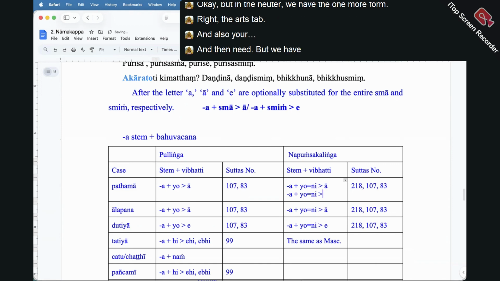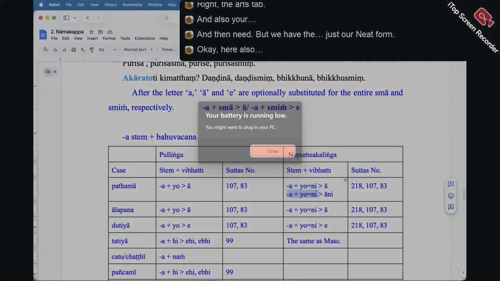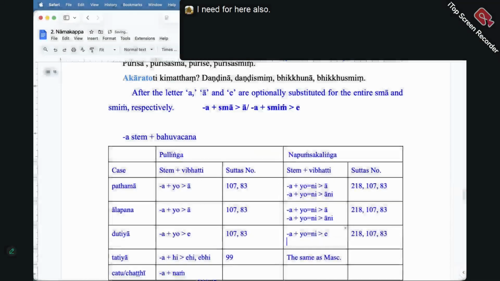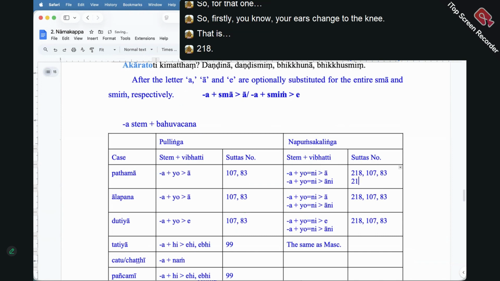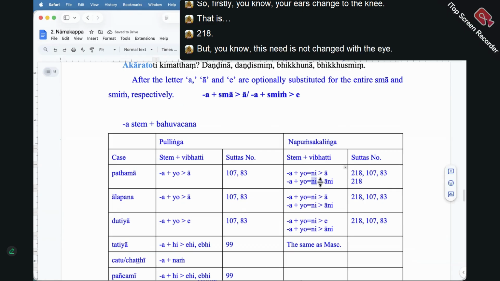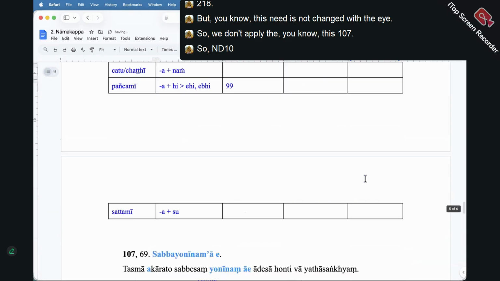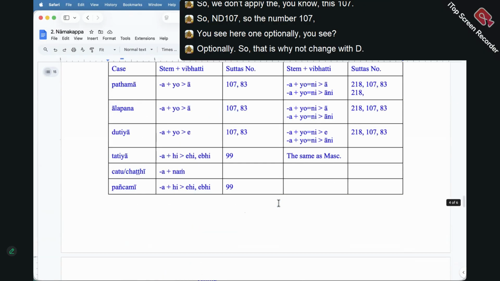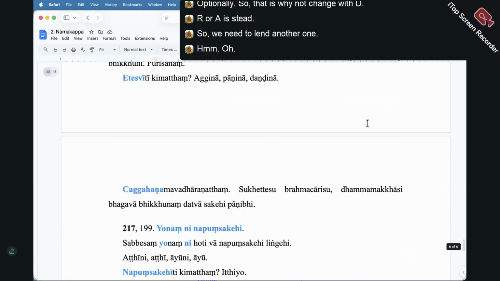Okay, but in the neuter we have one more form, with the stem and also yo and then ni. But we have just the stem plus ni form. Here also, the stem plus ni form. So for that one, firstly yo is changed to ni. That is 218. But this ni is not changed to the R. So we don't apply this 107. In 107, you see here, it is optional. So that is why it is not changed to the R or A. Instead, we need to learn another one.